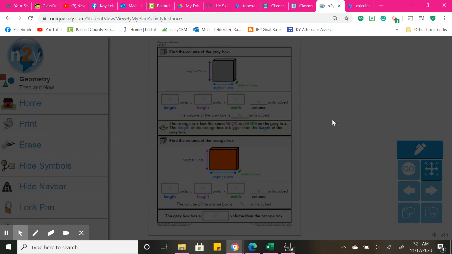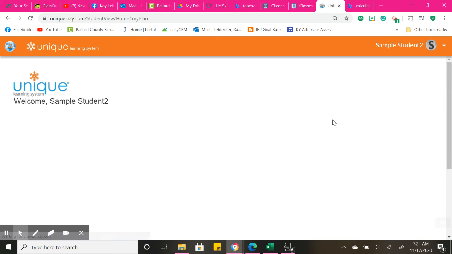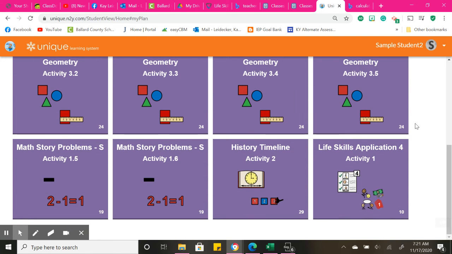The next 2 math boxes are just subtracting, I believe it's 50 and 100. So there's no need for me to explain that for those 2 boxes.